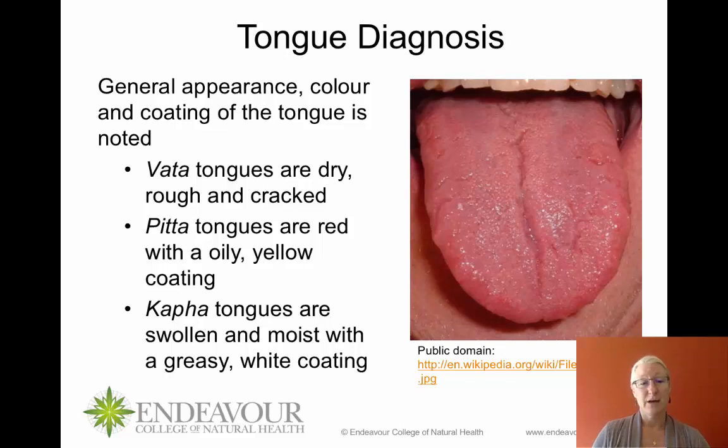And you can get variations of all of these if there are multiple doshas out of balance. So sometimes the tongue can be quite complex actually to discern what diagnosis is going on, because oftentimes folks will have more than one dosha out of balance.